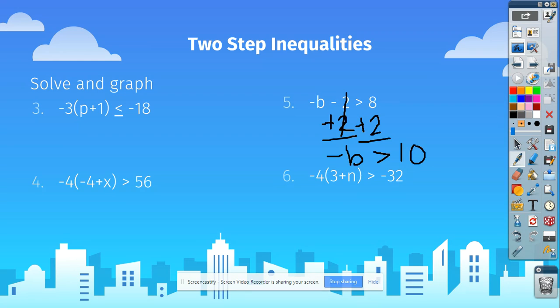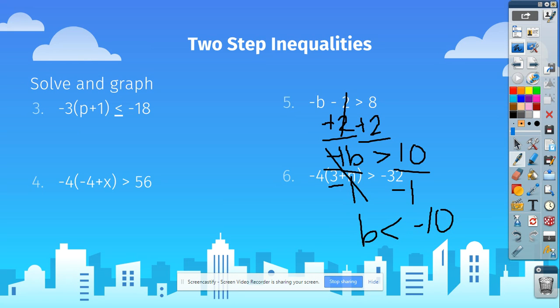But, question, is the variable by itself? No, it is not. It still has that negative in the front. So to cancel out that negative, that is just saying negative 1 times b. To cancel out multiplication, I'm going to have to divide by negative 1. Now they cancel. Divide by negative 1. So that is b is, flip the sign, less than negative 10.